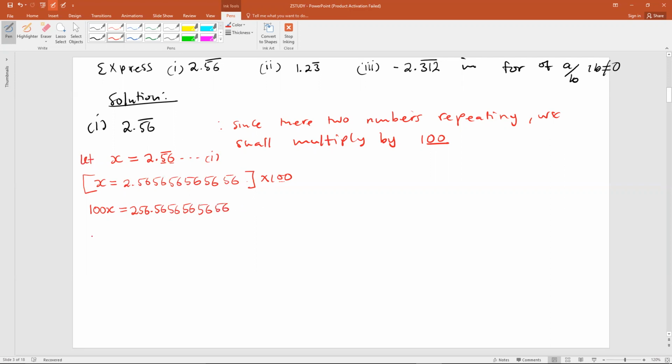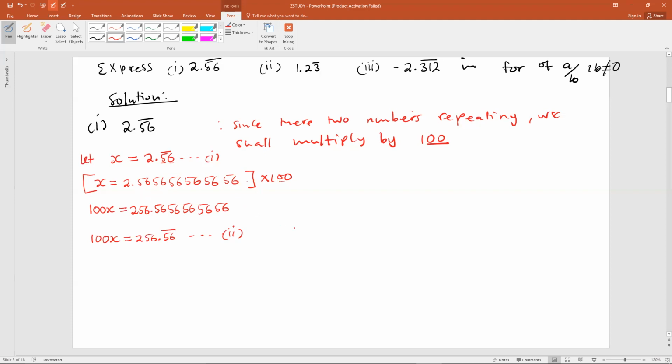So you can write to say my second equation will be 100x is equal to 256.56 bar. Okay, take note, the point is there. Just after the point, that's where you put the bar. So that is equation 2. Okay, calm down. We are doing it with Uncle Hakim. Hope you are there. We are on the same page.